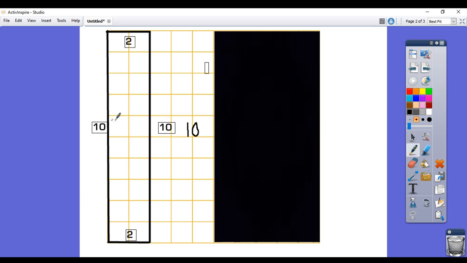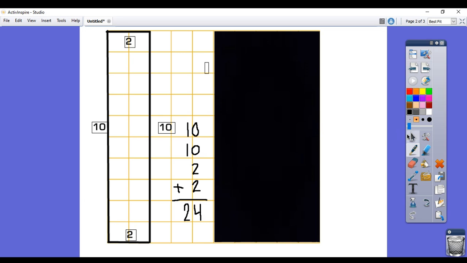So I know this is a rectangle, so I know that the opposite sides are equal. So I have one side with the length of 10 and another side with the length of 10. That takes care of the two long sides. And then my short sides, I have one side with a length of 2, and I have another side with a length of 2. And now that I have all four sides written down, I'm going to go ahead and add those together. I'm going to do some mental math here. I know that 10 plus 10 is 20, and I know that 2 plus 2 is 4, and 20 plus 4 is 24. So the perimeter for this shape would be 24.